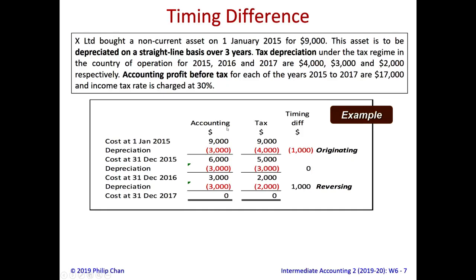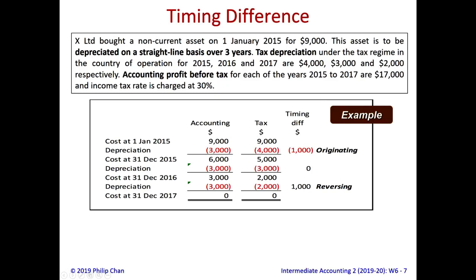Now, no matter whether you're looking at it from the accounting depreciation point of view or tax depreciation point of view, the starting value of that asset is the same, 9,000, both of them. Now, from accounting depreciation point of view, we know that there won't be residual value and we would use straight line basis over 3 years. So 9,000 divided by 3, 3,000 each year. At the end of the 3 years, the balancing figure, like the carrying amount or net book value, should be equal to 0.